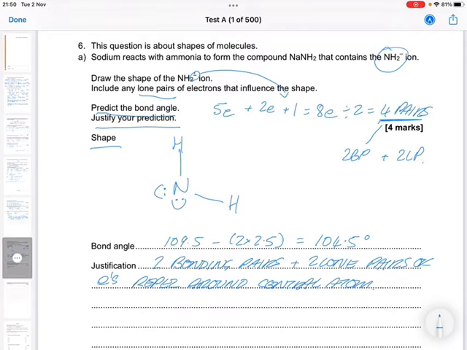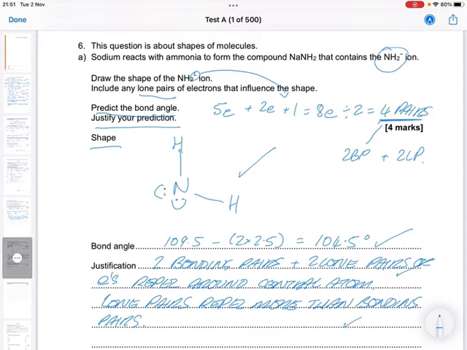Okay, next point. Lone pairs repel more than bonding pairs. And of course, that's because they're closer to the central atom, so they repel more. So where are the marks for this? Well, there's 1 mark for the correctly drawn shape, which of course is non-linear. There's 1 mark for the correct bond angle. There's 1 for counting the bonding pairs and the lone pairs. And there's 1 for stating that the lone pairs repel more than the bonding pairs.